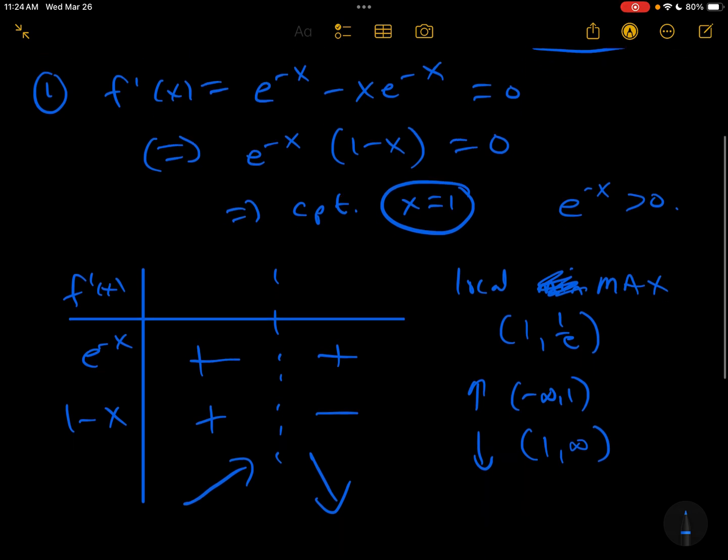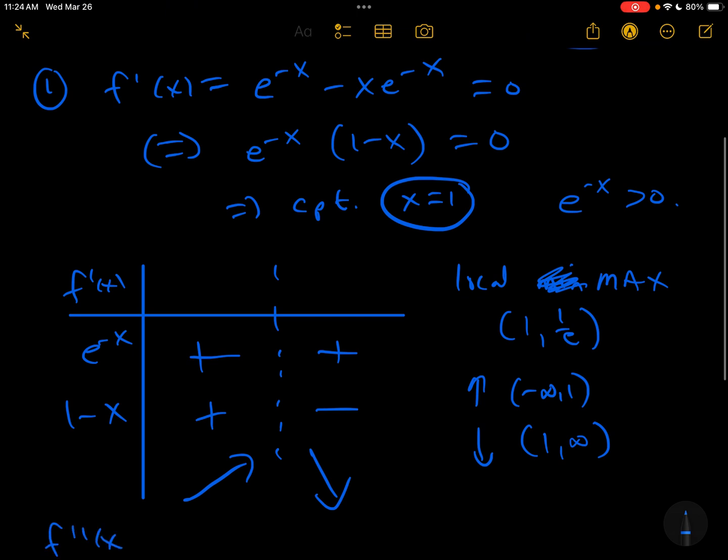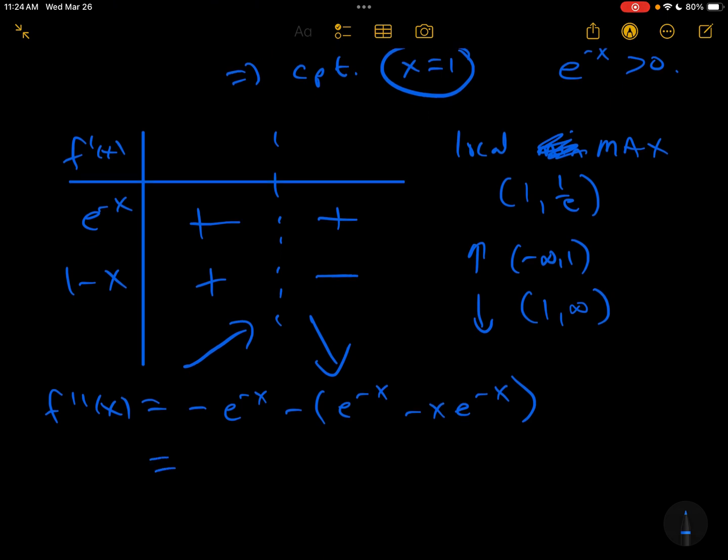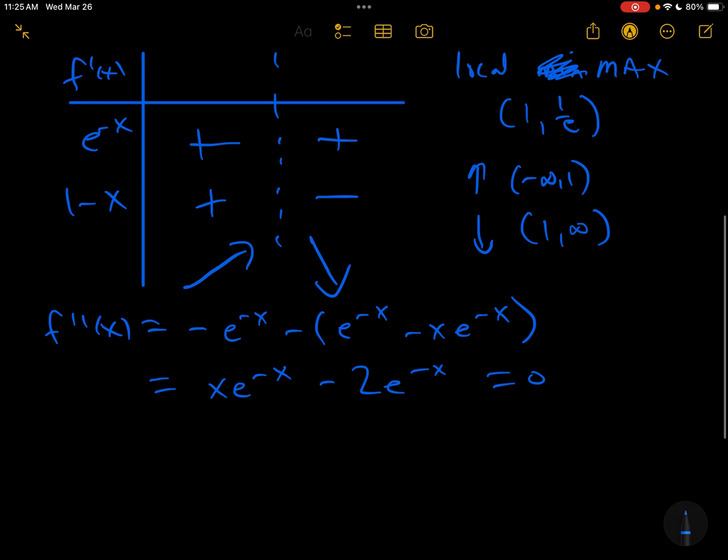All right, let's take the second derivative here. And that's going to be minus e to the minus x minus e to the minus x plus x e to the minus x. And that's equal to x e to the minus x minus 2e to the minus x. We set that equal to 0. And that's true if and only if e to the minus x times x minus 2 equals 0. And so that gives us another critical point at 2.